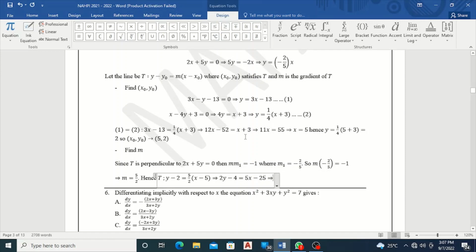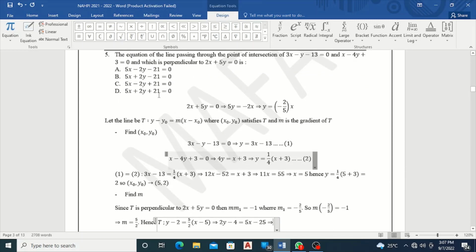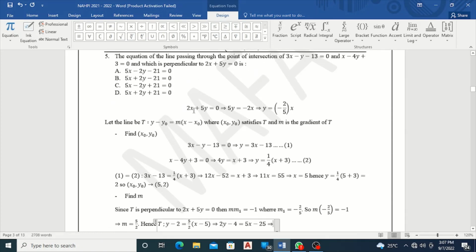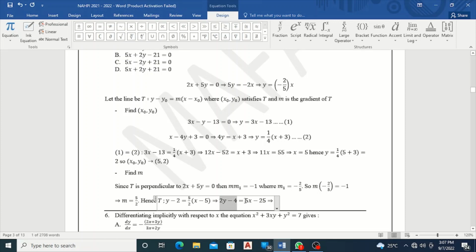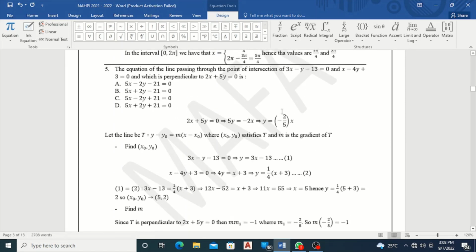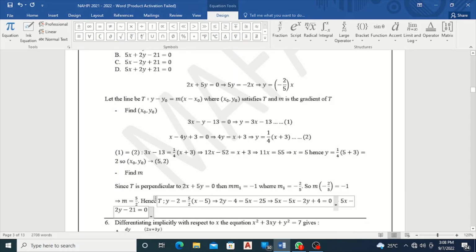Before we continue, we need to look at how the answers are. We have 5x minus 2y, beginning with 5x, and everything is equal to 0. So I will need to send the left hand side to the right hand side. Doing that, we get 5x minus 25, and then minus 2y plus 4 equal to 0. So we get 5x minus 2y minus 25 plus 4, which is minus 21, is equal to 0. So this is our line T, and that gives us the correct option.